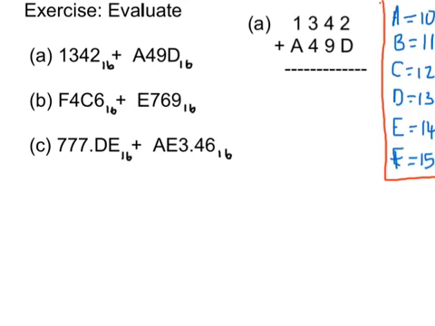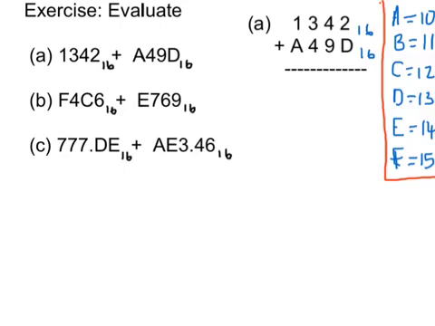Let's begin with part A. We have 1342 base 16 and we're adding it to A49D base 16. Here to the right I have written the letters or digits A to F in hexadecimal and their decimal equivalent, because that will be helpful when we come to do the addition.